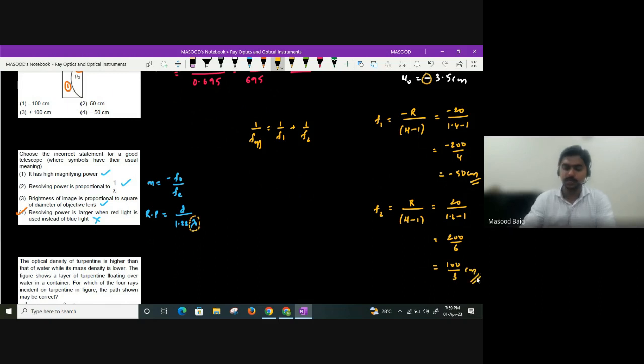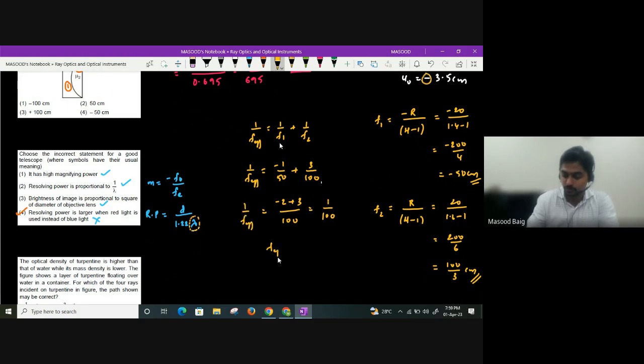Now, two lenses are in contact with each other. Effective focal length, they're asking. So what we can write, 1 by F effective will be, first one has negative focal length, so I can write minus 1 by 50, plus, second one has positive focal length, you can write 3 divided by 100. So if I take the LCM as 100, guys, you will get it as minus 2 plus 3, which will be 1 by 100. So what is the effective focal length that we are going to get? The effective focal length will be plus 100 centimeters.